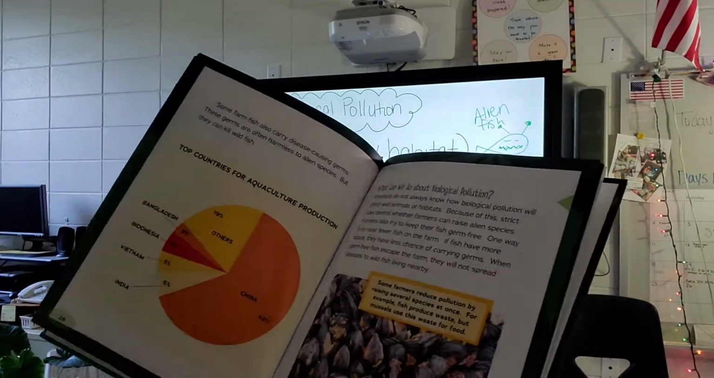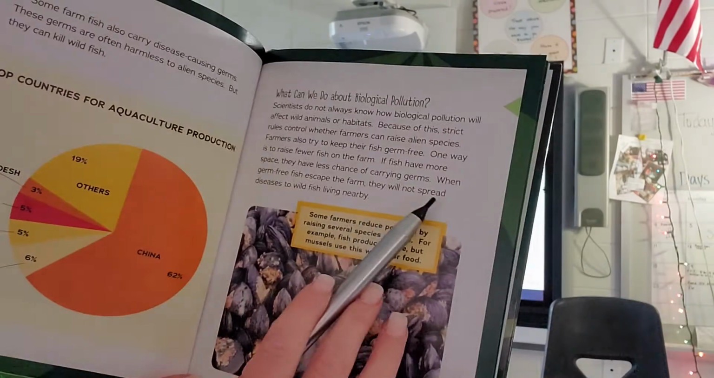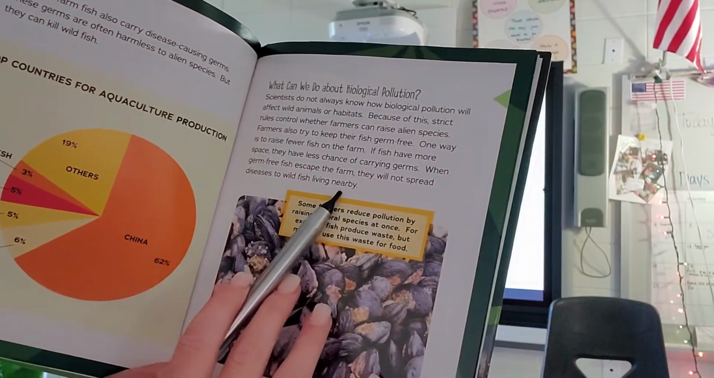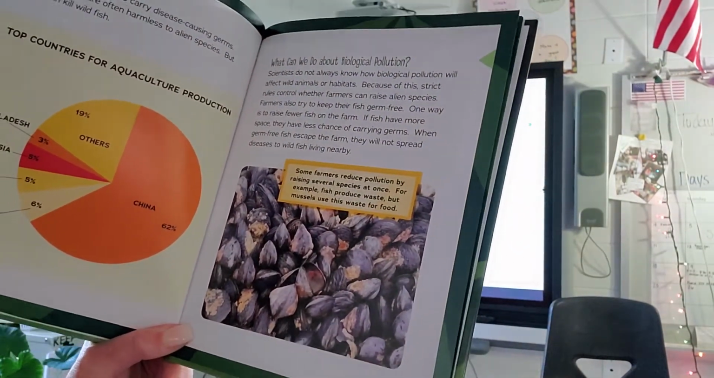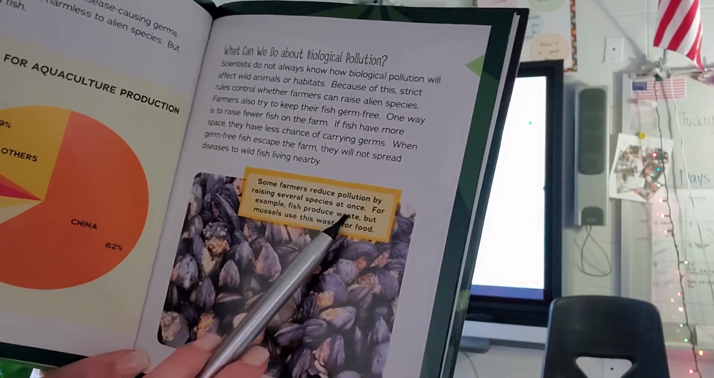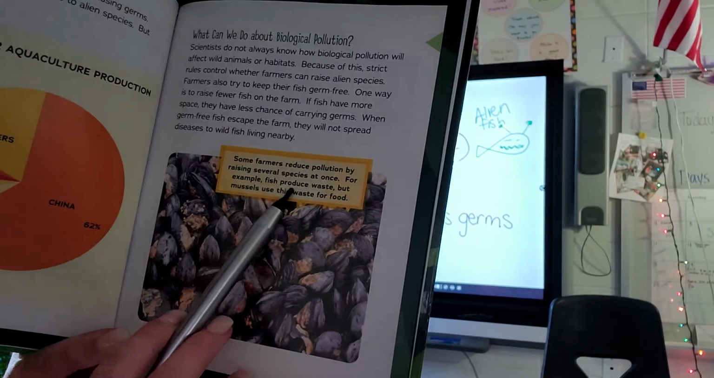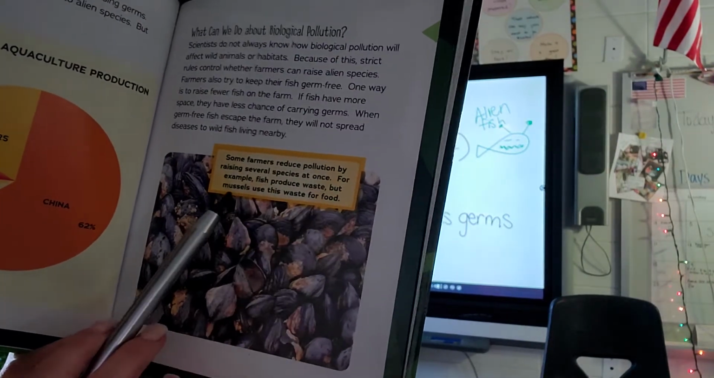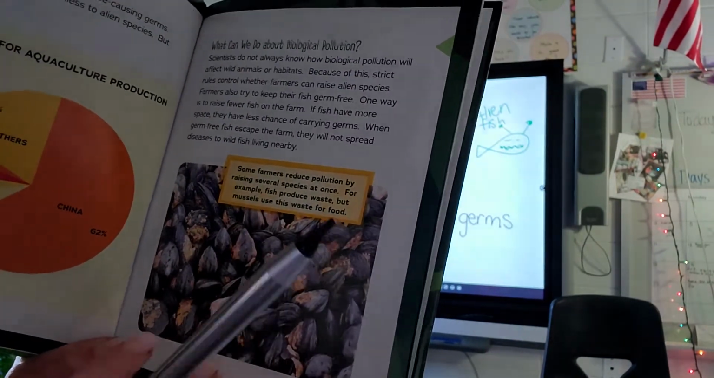When germ-free fish escape the farm, they will not spread diseases to wild fish living nearby. Some farmers reduce pollution by raising several species at once. For example, fish produce waste, but mussels use this waste for food.